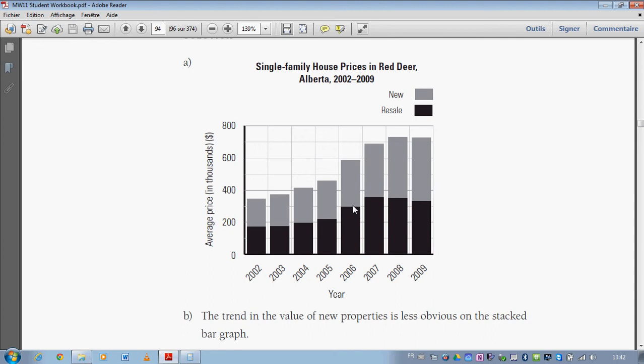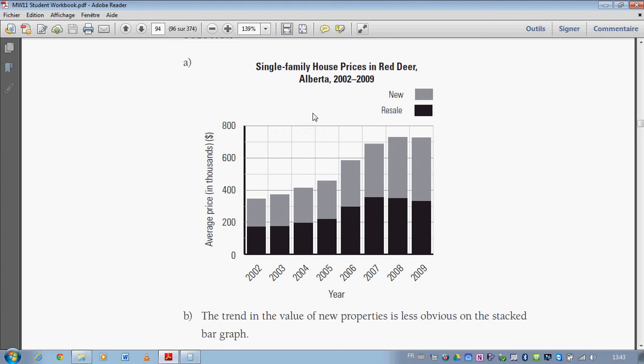And also, you can't even tell the trend within each set of data. So, for example, if you wanted to see what's been happening to new home prices from 2002 to 2009, well, you'd be kind of hard pressed to say that this is actually increasing. Like you can look at this and you can be like, oh yeah, well it looks like it's increasing, but that would be something that you could tell more easily on a double bar graph. Okay.